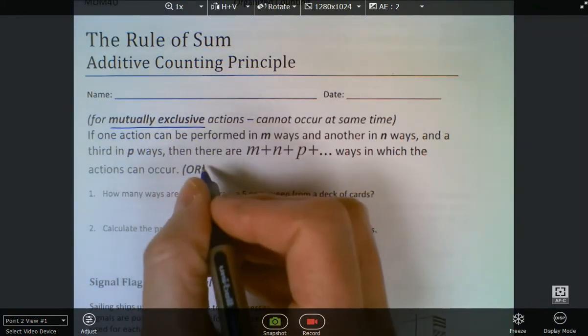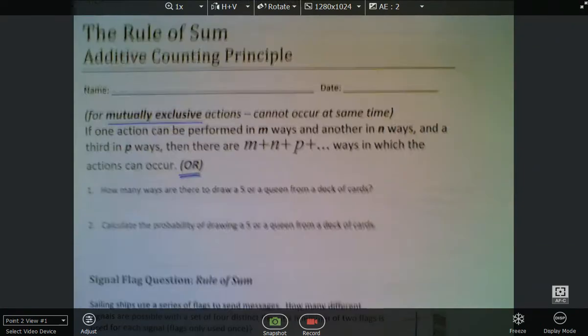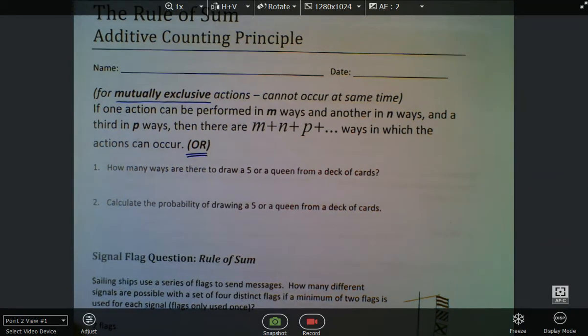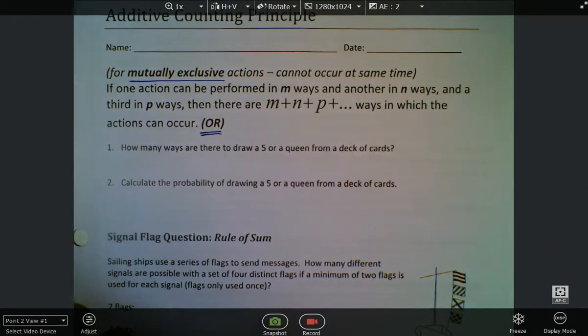We're also using the word or, so that's important that we use the word or, not the word and. The word and implies sort of multiplication. The word or implies the addition. So again, understanding that is very, very important.